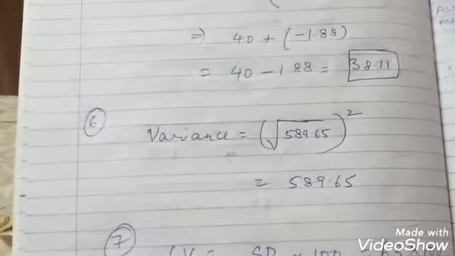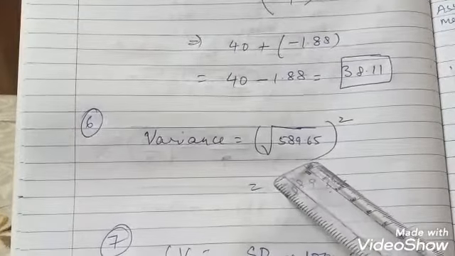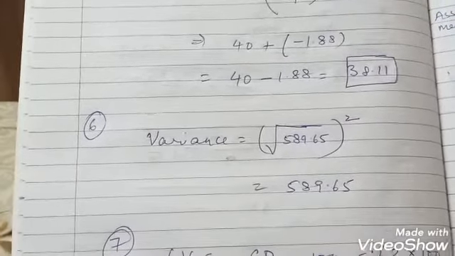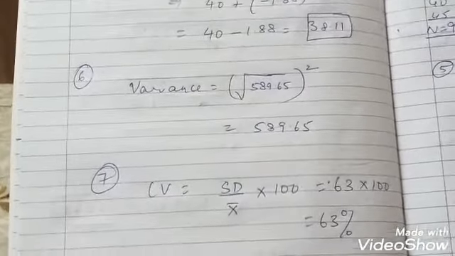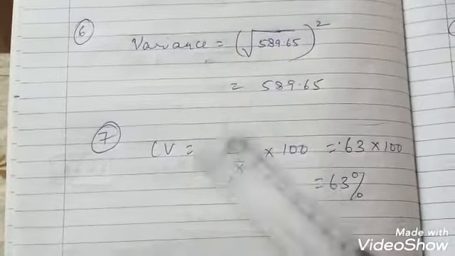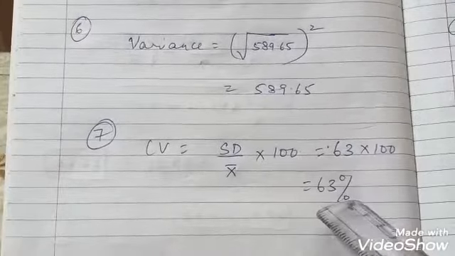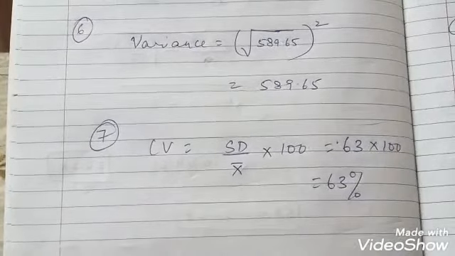But suppose you've been asked to calculate variance. I told you what is variance? Standard deviation squared. कुछ नहीं, उसका under root निकाल दो, 489.65. If you've been asked to calculate coefficient of variation, it is, you've already got your coefficient of standard deviation 0.63 into 100, that is 63%.